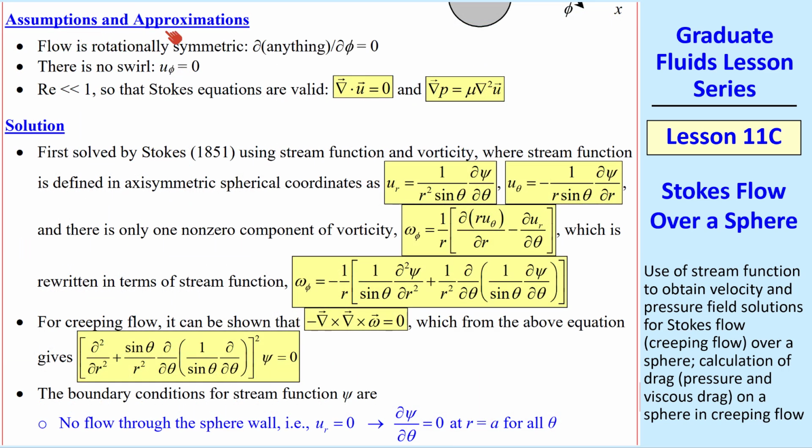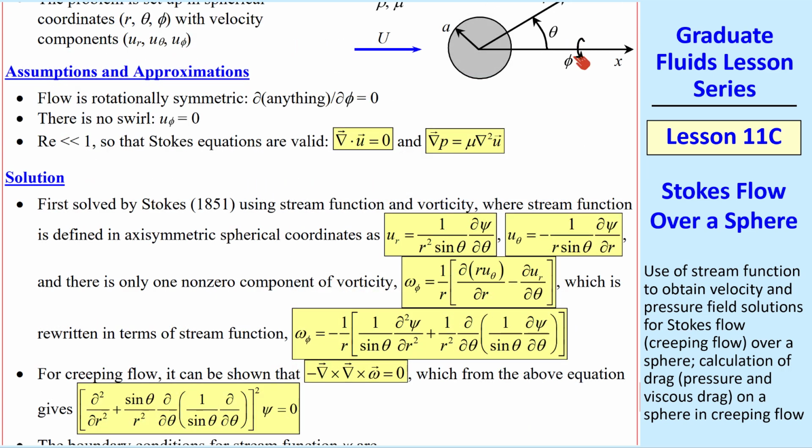Here are our assumptions and approximations. Rotational symmetry means that any derivative with respect to phi is zero. Nothing changes around this axis. There's also no swirl. The flow doesn't swirl like this. And of course, Reynolds number is very small since we're talking about creeping flow or Stokes flow.